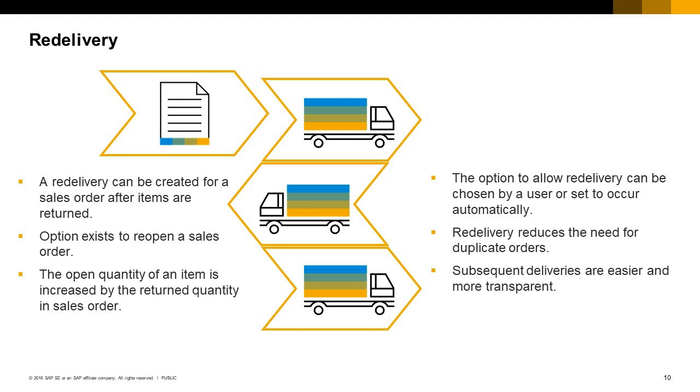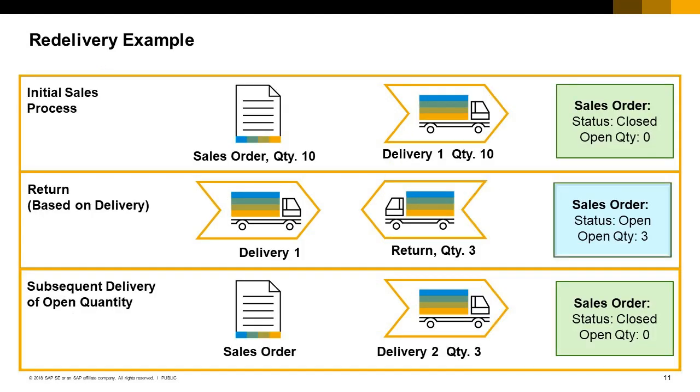One advantage is that redelivery reduces the need for duplicate orders. Another advantage is that subsequent deliveries are easier and more transparent. You can view the connection between the documents in the relationship map. The same functionality exists on the purchasing side for purchase orders and goods receipt POs. When you create a goods return, the purchase order can be reopened to receive replacement items on a goods receipt PO.